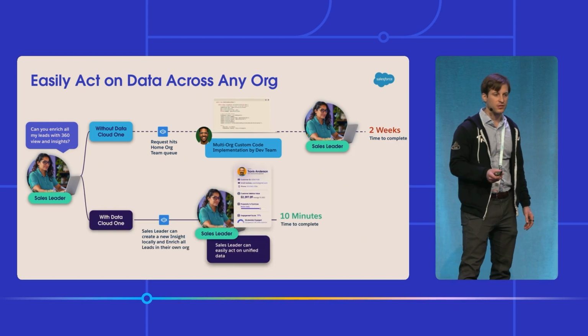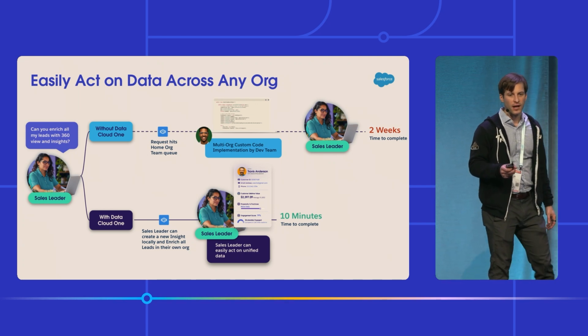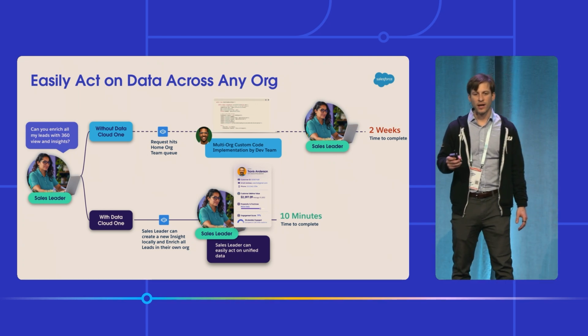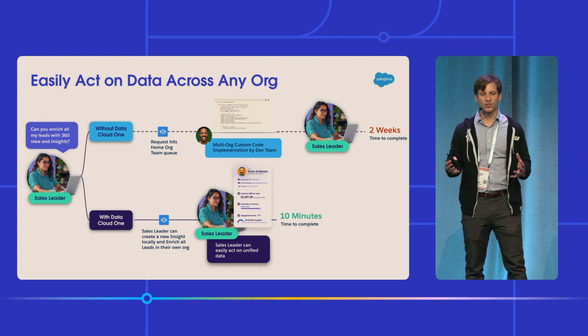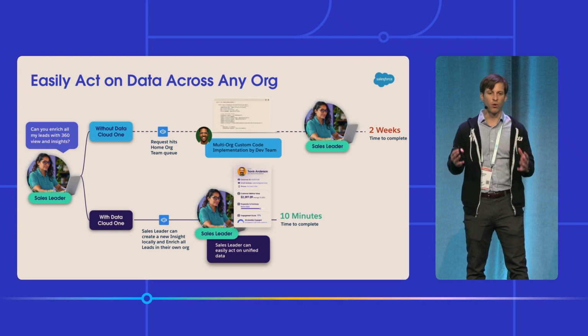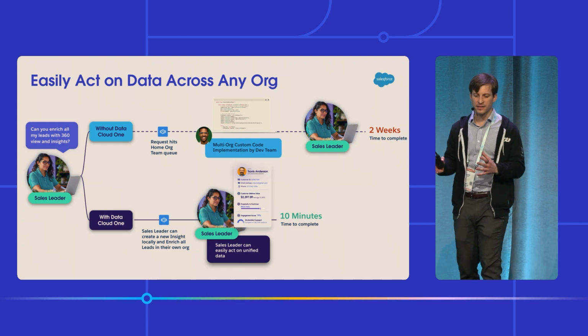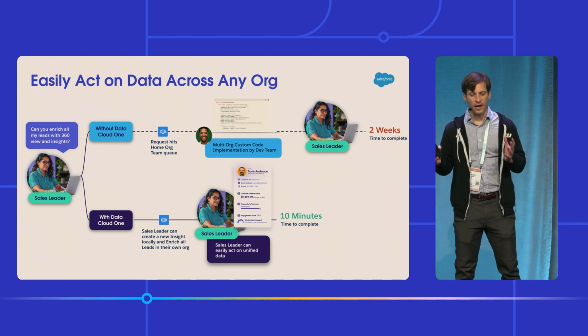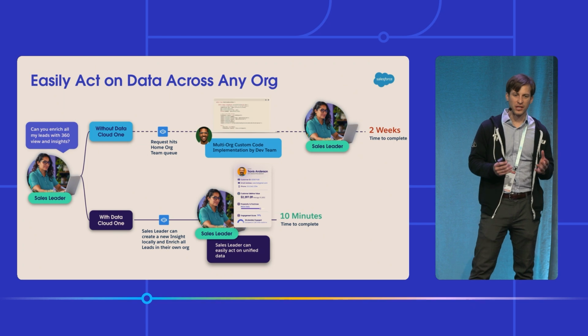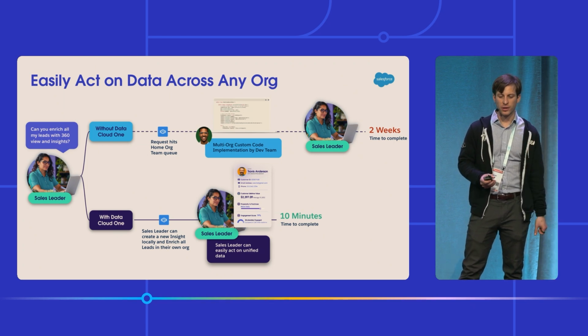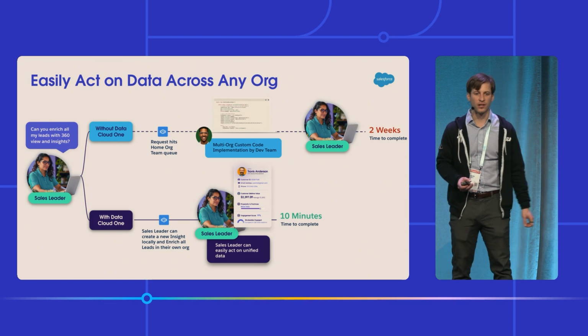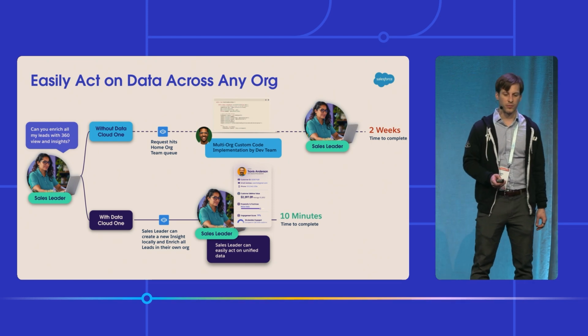Now, the difference is with Data Cloud 1 implemented, and once you have that configured, right, that metadata and that data is already available to her in her org. So she can just go ahead herself, create that custom calculated insight, and add that information to the lead she's chasing, and she knows who exactly to go to. What's something that took 2 weeks, now she can get that information in under 10 minutes. That's extremely valuable.